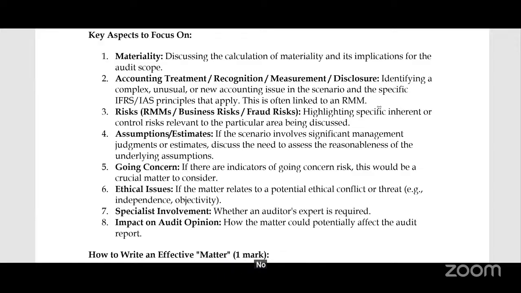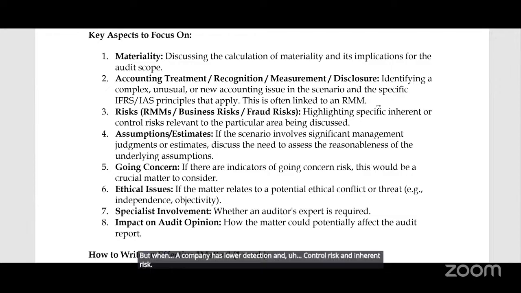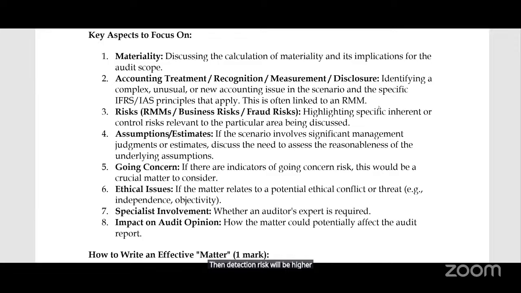No, I was saying that there is a relationship between them, all right? When a company has high inherent and control risk, detection risk will be low, meaning that when it's obvious that this person has a lot of risks, it is easy to detect things, right? So it is lower. But when a company has lower control risk and inherent risk, then detection risk will be higher because it is difficult to spot some things. I mean, identify. Okay, yes, that's what I was saying.